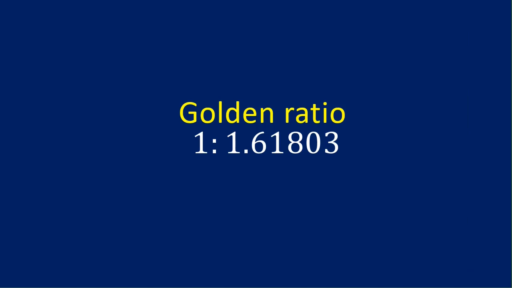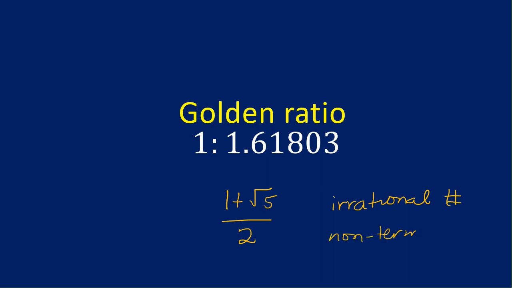It's equal to 1 is to approximately 1.61803. Now the golden ratio is an irrational number. Its exact value is equal to 1 plus square root of 5 over 2. So take note that since this is an irrational number, it is non-terminating and non-repeating.